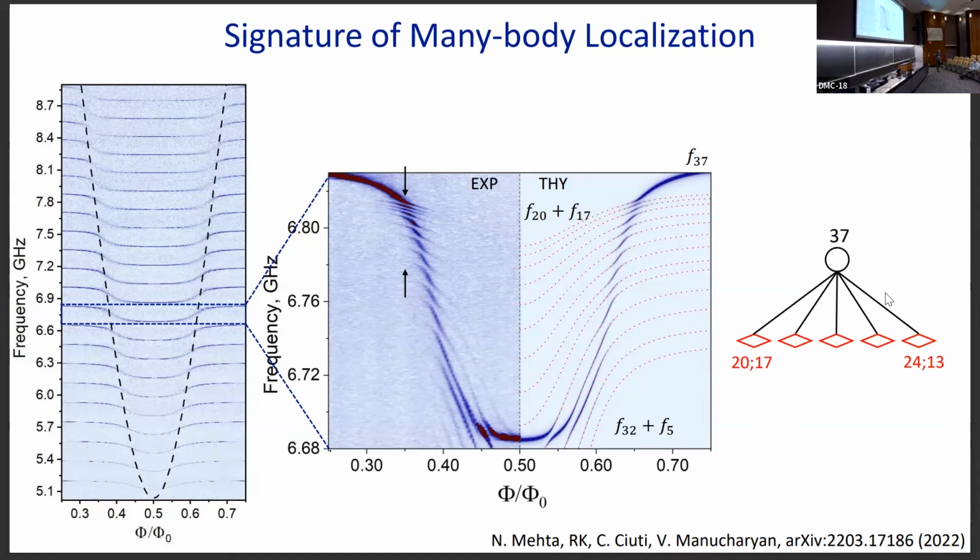So, for example, if you take a cut at this flux and just measure the spectrum, you are in a situation where you are trying to calculate mode 37. This is mode 37, but actually it couples to 5 other two photon states, and it couples coherently. So it goes there and it goes back. That's why you see it's like an anti-crossing.